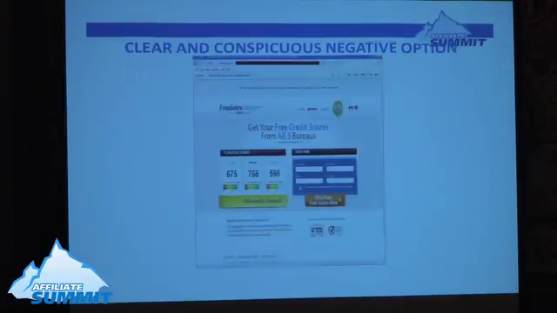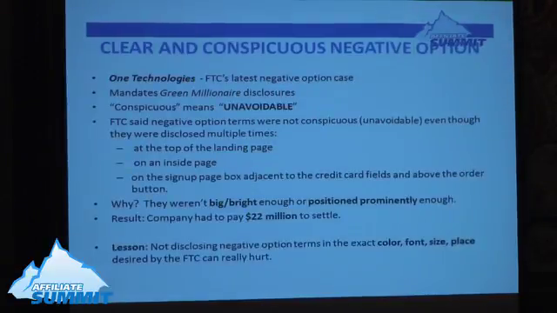The FTC brought a case against this company, even though it disclosed its negative option terms on the landing page, in the middle page, and on the checkout page, 3 times. Why? Because in FTC's opinion, they weren't big enough, they weren't bright enough, they weren't put in the right spot exactly, and as a result, it wouldn't settle unless the company agreed to pay $22 million to settle the case.